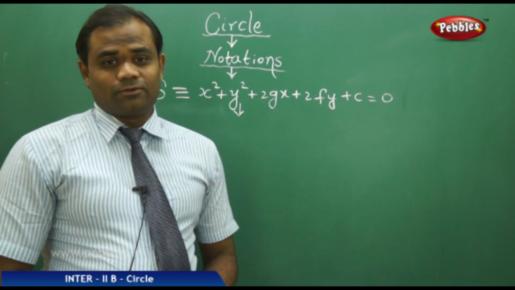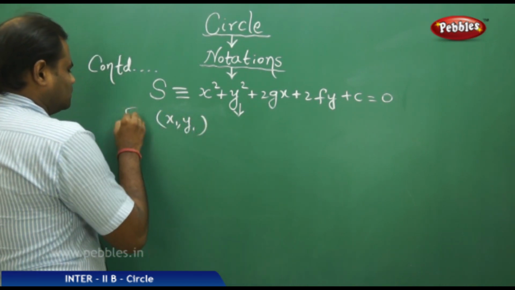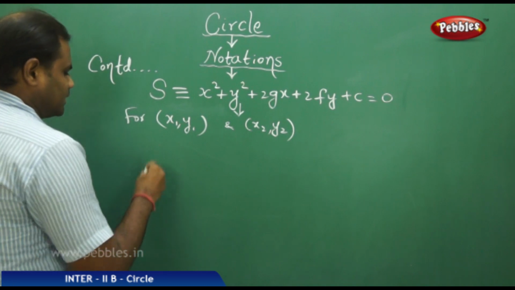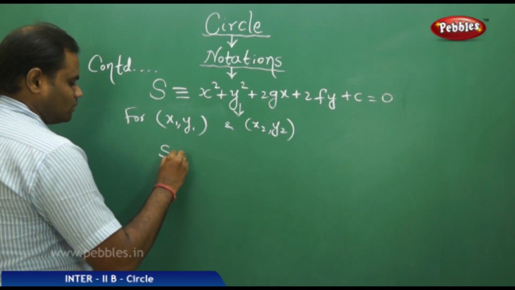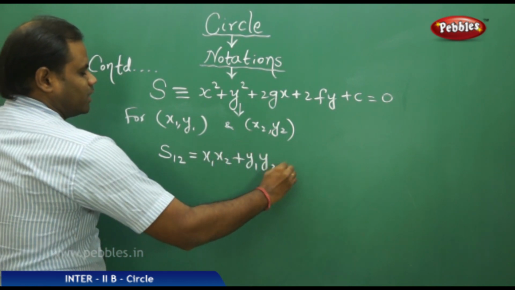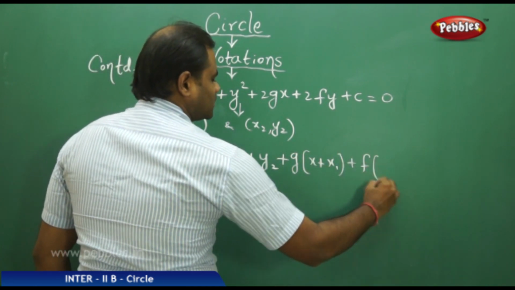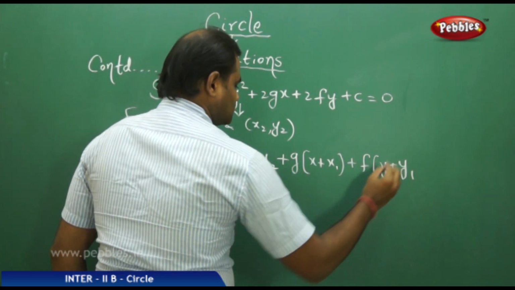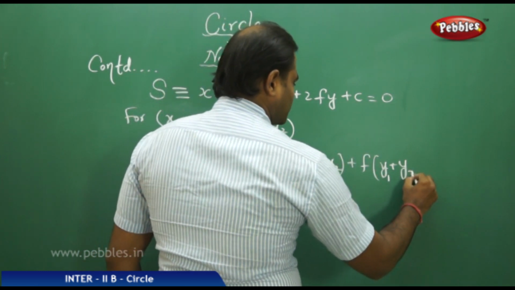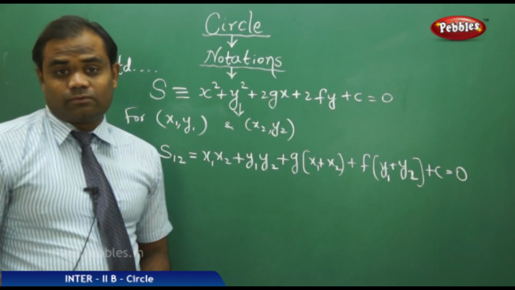Now we have the other types of notations. Say if I have the points x1, y1 and x2, y2 as two points for the circle, then my S12 is defined as x1 x2 plus y1 y2 plus g times of (x1 plus x2) plus f times of (y1 plus y2) plus c equal to 0. This is how we define S12.